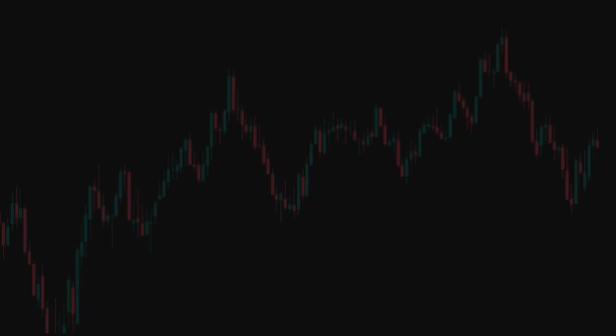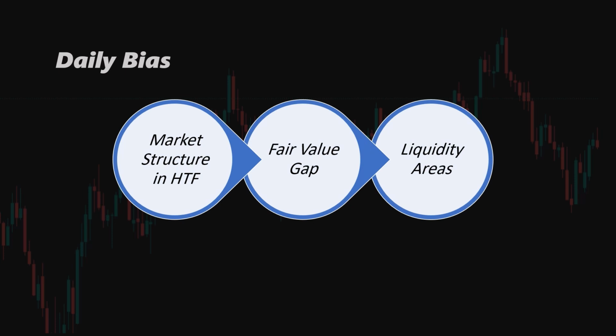Let's dive into how to pinpoint daily bias using smart money concepts. Daily bias allows traders to make confident, informed decisions about the market's likely movement, helping them focus on optimal setups rather than second-guessing their trades. We will focus on 3 main aspects to identify daily bias: market structure in HTF, liquidity areas, and fair value gaps. By combining these elements, we can determine the next market moves effectively.